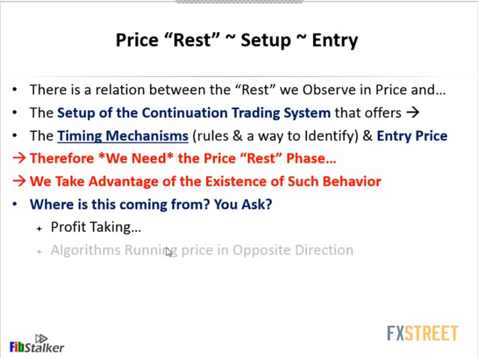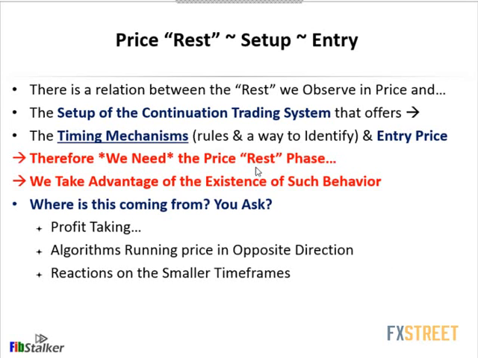But there are more algorithms running price in the opposite direction on the smaller time frame, because algorithms in modern markets are present with an overwhelming volume, more than 80% in some markets. So we know they are there on the smaller time frames as well, and they are trading against each other on different time frames. Reactions on the smaller time frames, sometimes the smaller time frame is in control for a very short period of time, noise or news, and just a reversal.